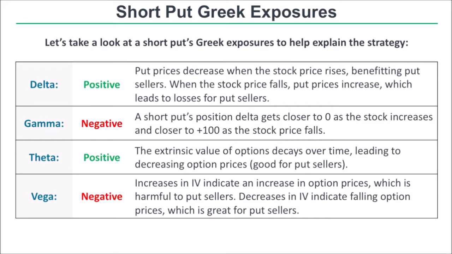So when we put all of these together, we learn that a short put strategy can benefit from an increase in the stock price, the passage of time, or a decrease in implied volatility. So there's really a lot going for the short put strategy in terms of ways it can profit. The only way it loses money is if the stock price decreases fast enough to overwhelm the short vega or the positive theta.